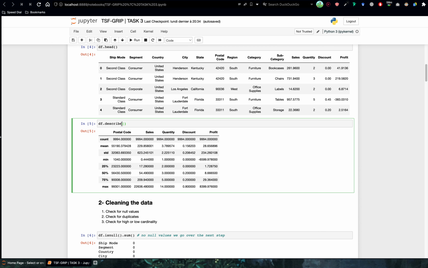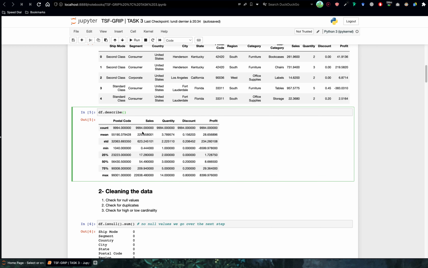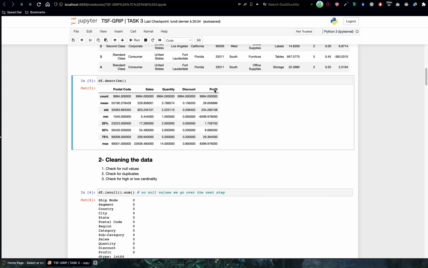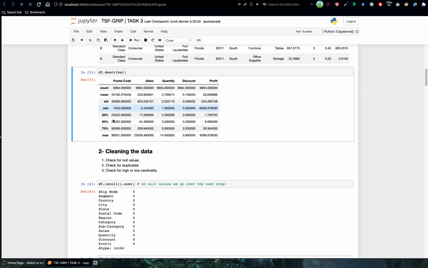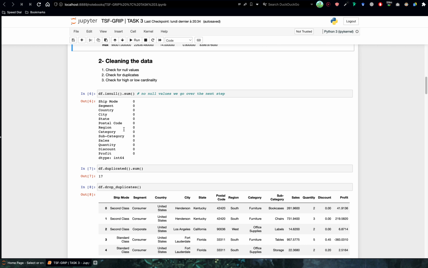Here we try to do some summary statistics to get the general idea. As we can see here, the mean sale we have made is about 229, and the profit is 28, which is very, very low. Basically, max sales are about 22k and 8k profit. You can see here that the margin is very far, like we're making very low profits, and we'll try to see where the problem is through EDA.